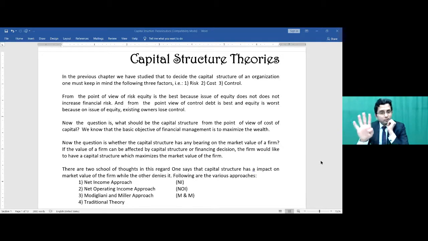In total, there are four approaches. As you can see on the screen, the first approach is the net income approach, NI. The second approach is the net operating income approach, that is NOI. The third approach is the Modigliani and Miller approach, that is M and M. And the fourth approach is the traditional approach. One by one, let's discuss all these approaches.